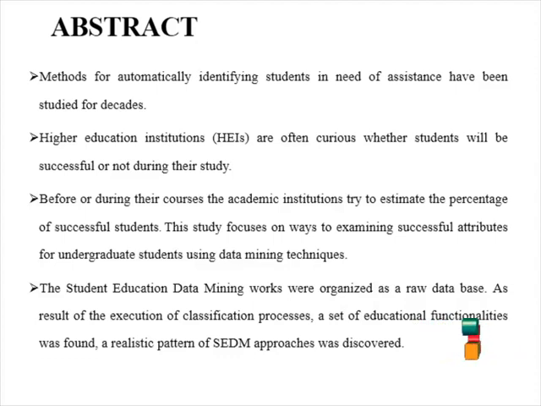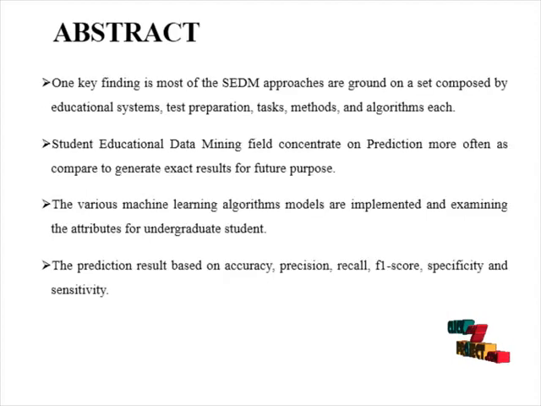Before or during their courses, the academic institution tries to estimate the percentage of successful students. This study focuses on ways of examining successful attributes for undergraduate students using data mining techniques. The student education data mining works were organized as a raw database. As a result of executing the classification process, a set of educational functionalities was found. Realistic patterns of student education data mining approaches were discovered.